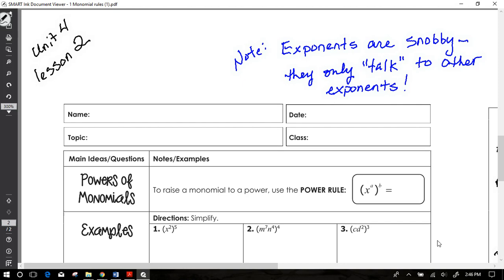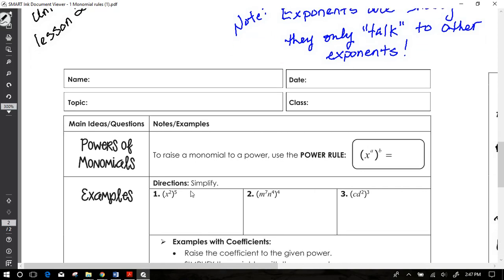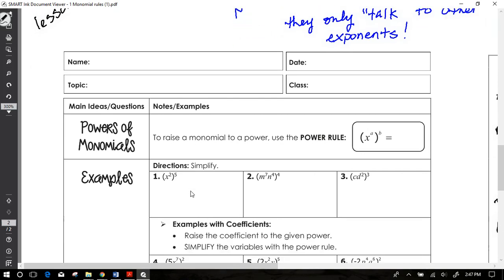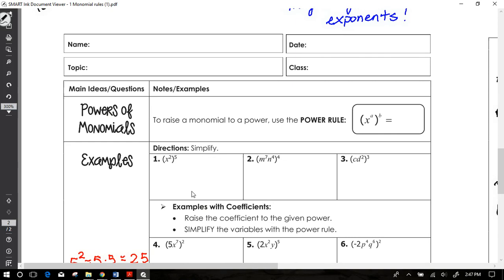So whenever we are discussing this, or if you come to me with a question and you're confused about something, if I find a mistake on your paper, I might just point at it and say, remember, exponents are snobby. Okay? And that is supposed to help you remember what this rule is. So let's go ahead and jump right in with what is the rule.